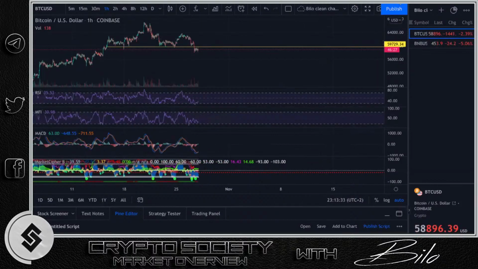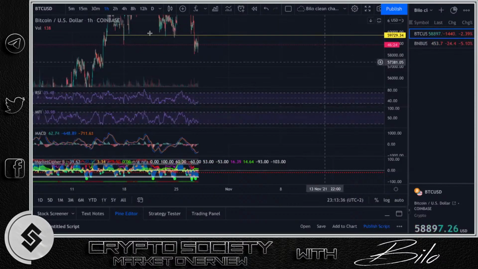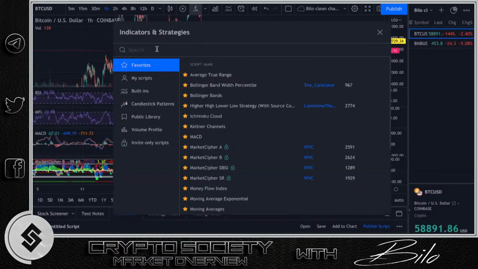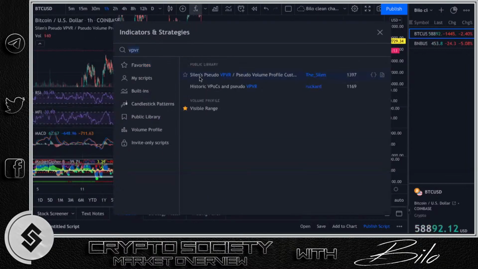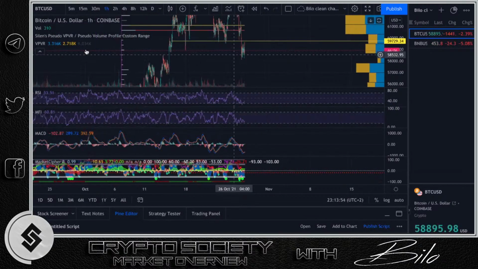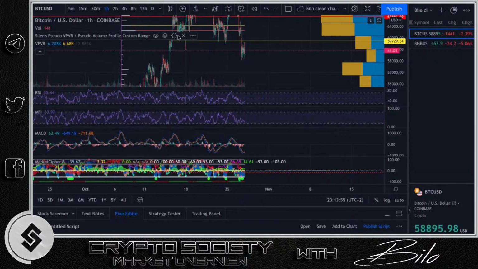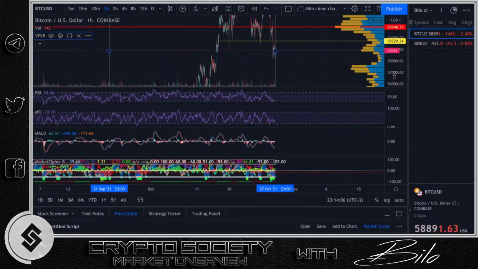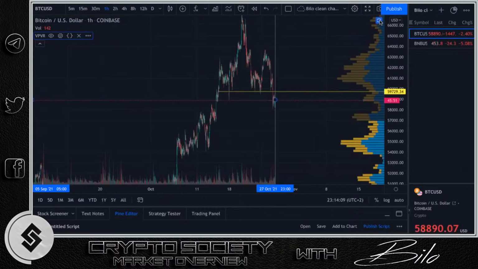Can you put the VPVR on as well? VPVR, so we can see where the best lines of support are. How do I do that? Is it here? Yeah. Oops. What is that? What the hell is this? There's so many. A pseudo VPVR. Okay, let me do a smaller version. I'm going to adjust the VPVR. Okay, and I'm just going to make the screen bigger.